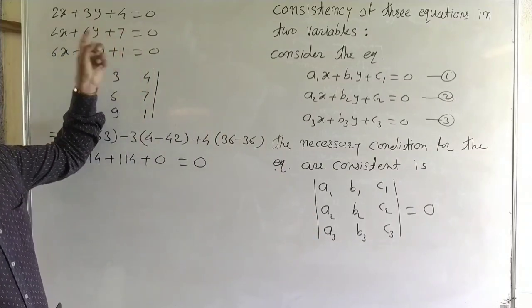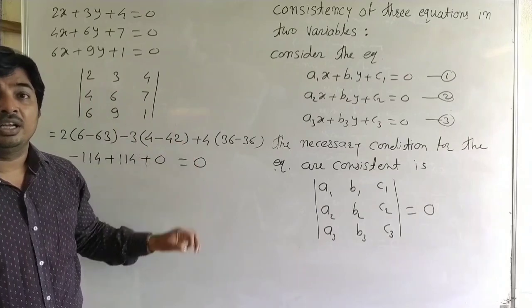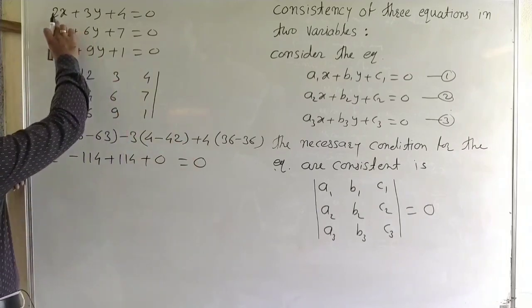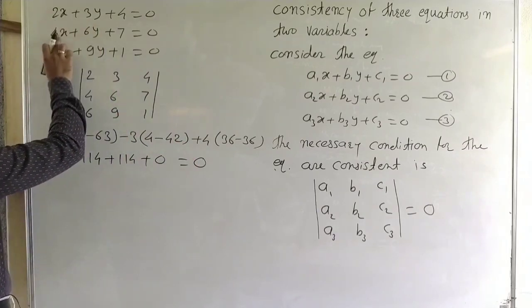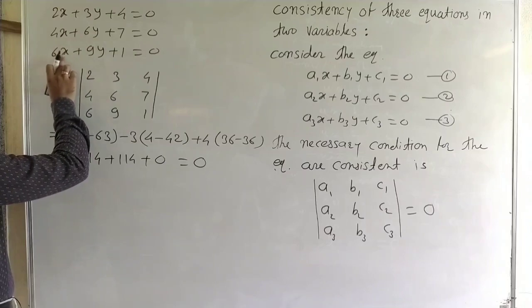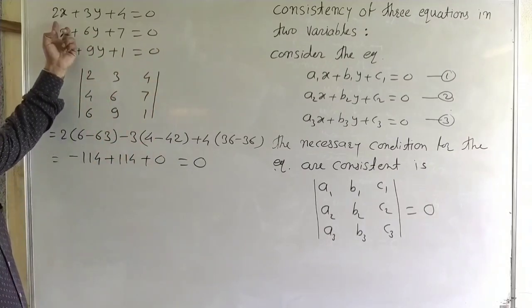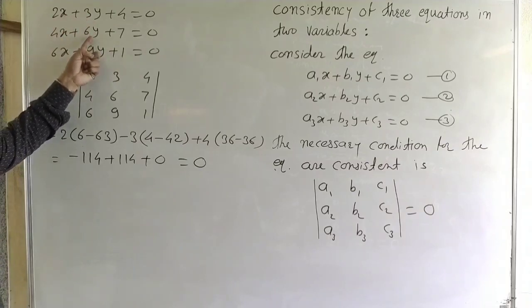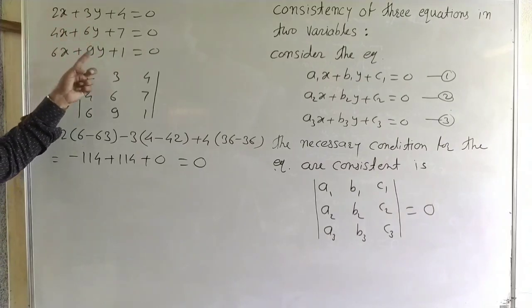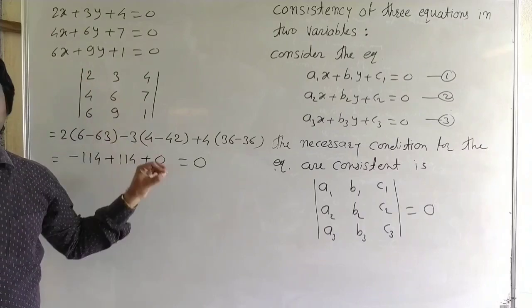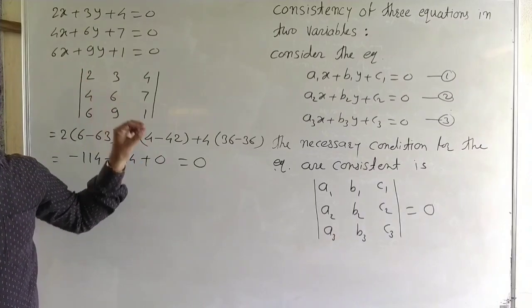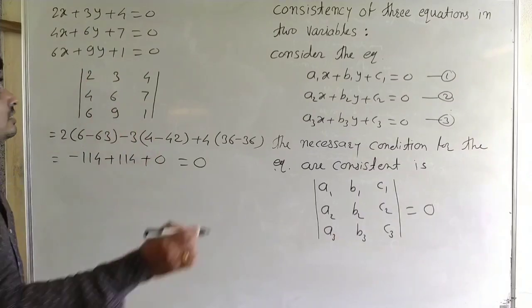These three lines are consistent. But here, check this. 2x plus 3y, here 4x plus 6y, and 6x plus 9y. Slope of all the lines is minus 2 by 3, minus 4 by 6, that means minus 2 by 3, and minus 6 by 9, that means again minus 2 by 3. Slopes of all three lines are the same, that means the three lines are parallel.